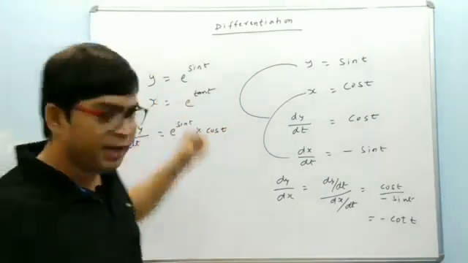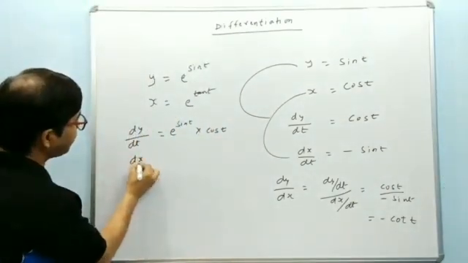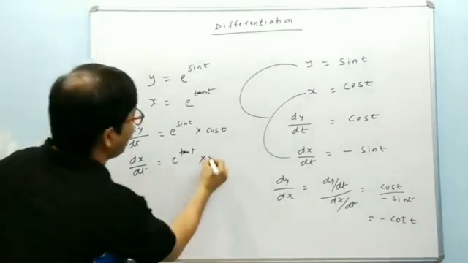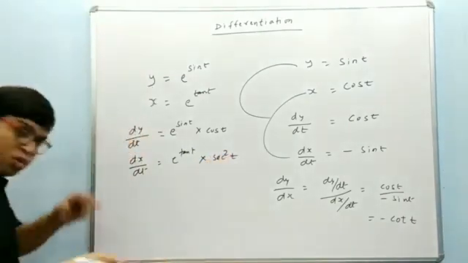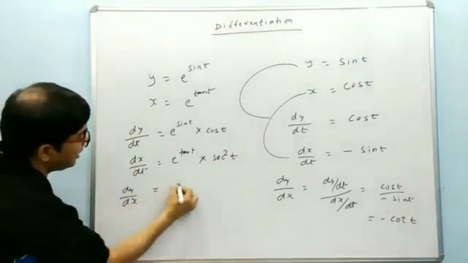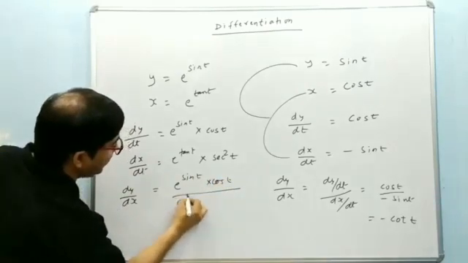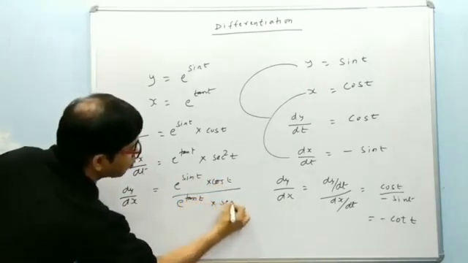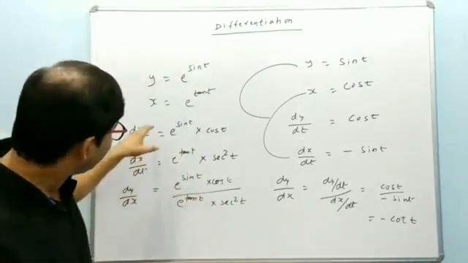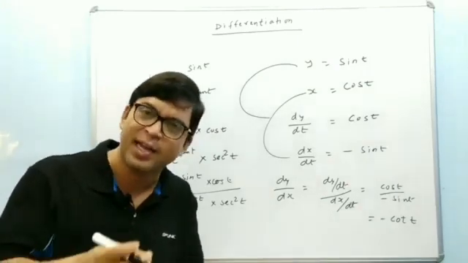Firstly we gave the treatment to the e to the power something, then that of the something's treatment, that is cos t. And here dx by dt is e to the power tan t into the derivative of tan t, which is sec square t. So dy by dx is actually this divided by this: e to the power sin t into cos t divided by e to the power tan t into sec square t. Very easily we can find the derivative of one thing with respect to t, another thing with respect to t. Then we are just dividing and getting dy by dx.